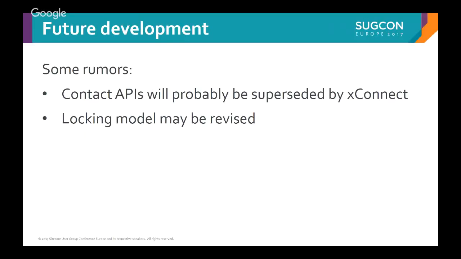Unfortunately, I couldn't hear the xConnect presentation earlier today. We'll all hear it tomorrow. But according to what I've heard, the contact APIs needed by xConnect, and maybe even the locking model, are going to be revised. But even if that happens, for the next couple of years not all of the solutions will migrate to xConnect, which is why I thought it would still be good to describe exactly how the locking model works with contacts.